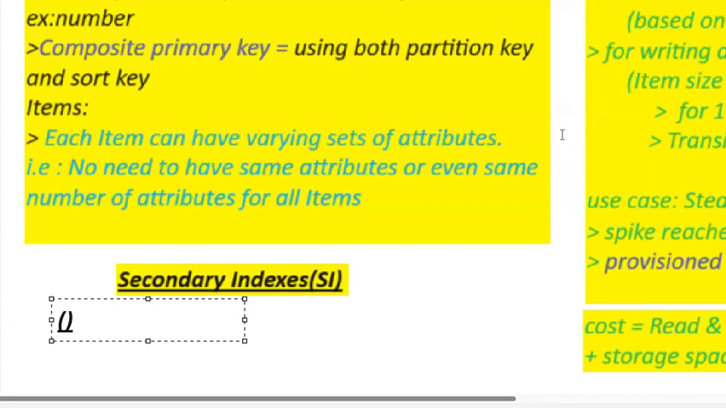So why are these secondary indexes used? These secondary indexes are used to query your table alternatively. This allows users to query your table in an alternative way.